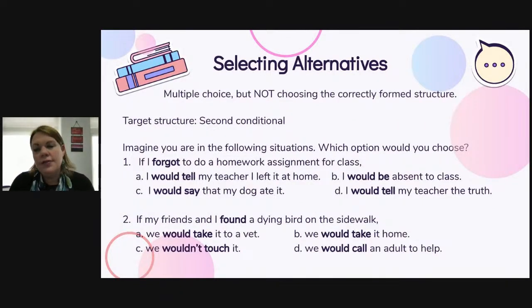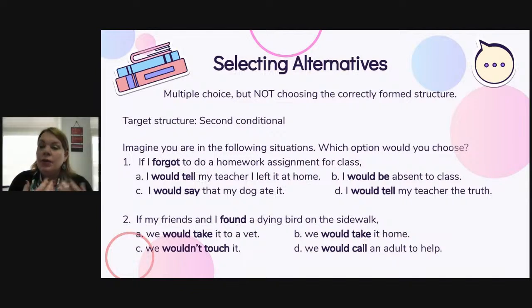Selecting alternatives is essentially the same thing as multiple choice. Yeah, multiple choice. But again, the options that we give them are not the conjugations of the verbs, and they have to choose the correct conjugation. No, that is not multiple choice here, right? What they need to choose is an option that they agree with or that makes sense, but not determining if the verb is conjugated correctly.